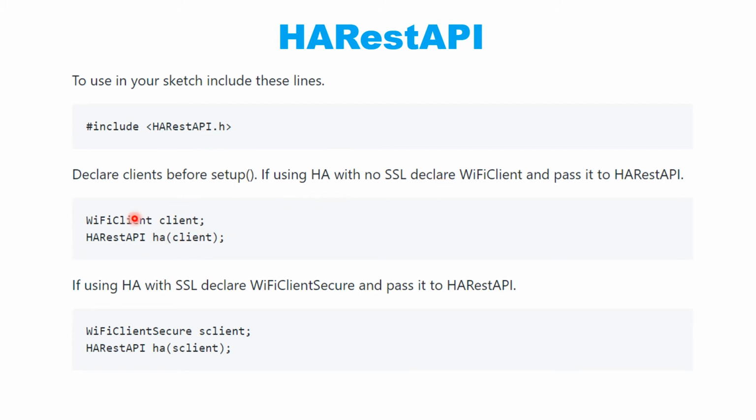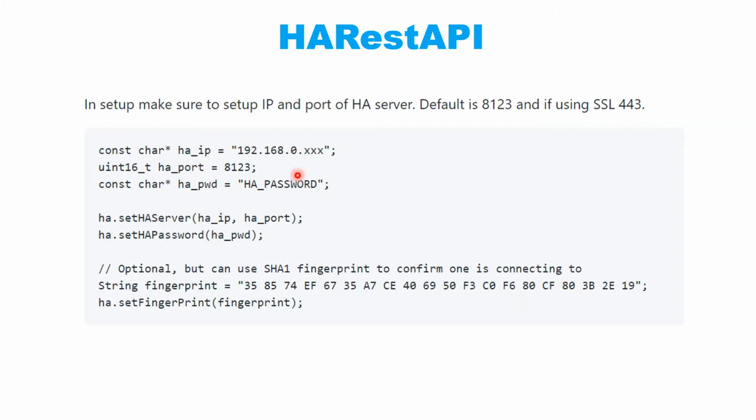If you are using SSL, then use these two lines. So define a Wi-Fi client secure and pass that to the API. And if you're not using SSL, you can just define Wi-Fi client and pass that to the HARest API. And define the IP address of your Home Assistant, define the port, and if you have a password, define the password. Then use these values inside the setup. So here you define the IP port and say set HA server and set HA password.